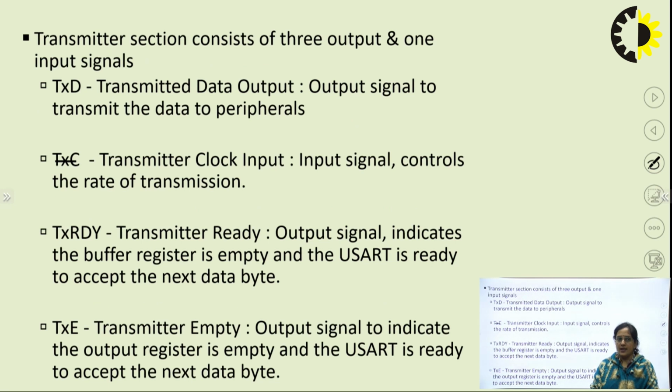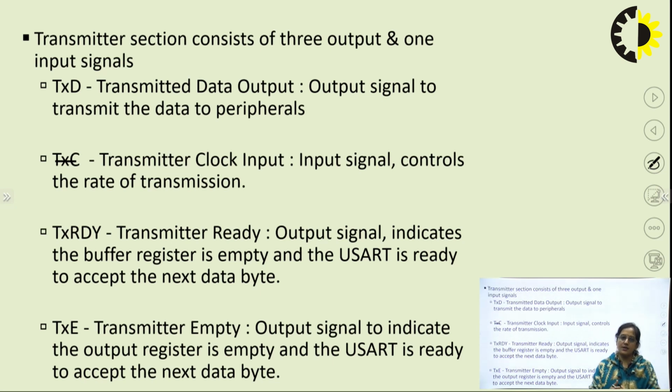The transmitter TXD transmits the data, and if we want synchronization, then the transmitter clock TXC pin is there, which is an input signal that controls the rate of transmission. And when the transmitter is ready, the TXRDY signal will be active, indicating that the buffer is empty and the USART is ready to accept the next byte.